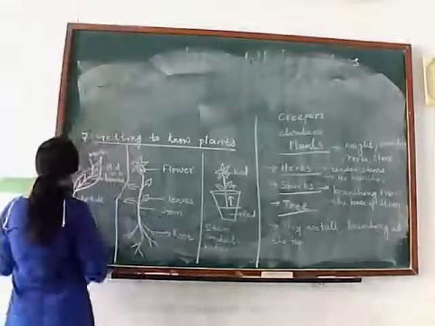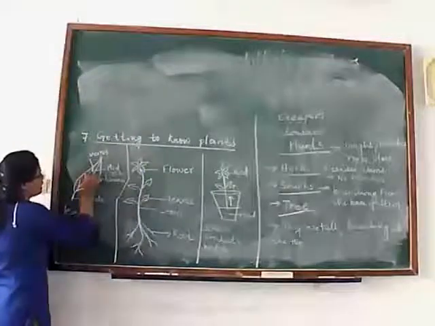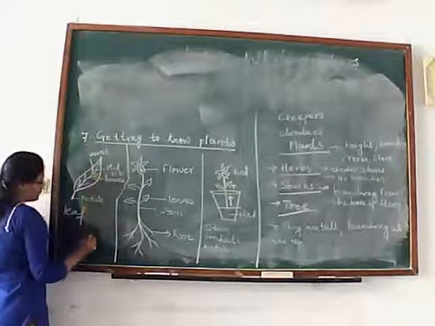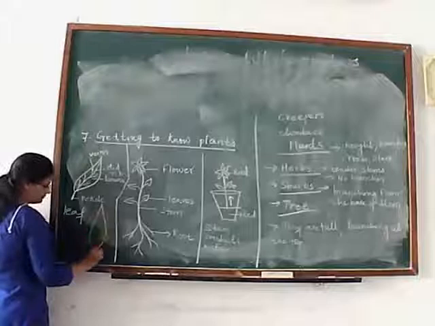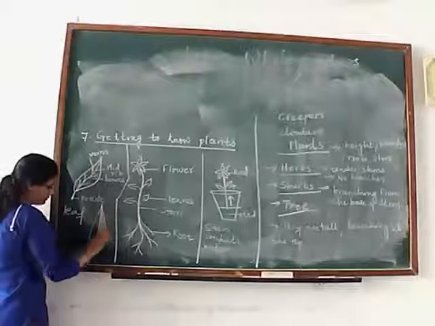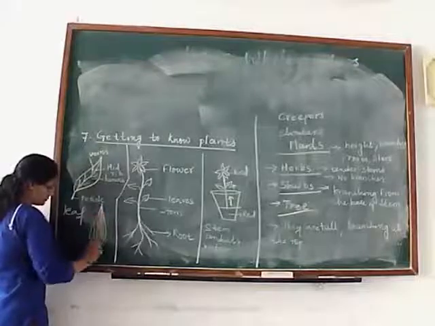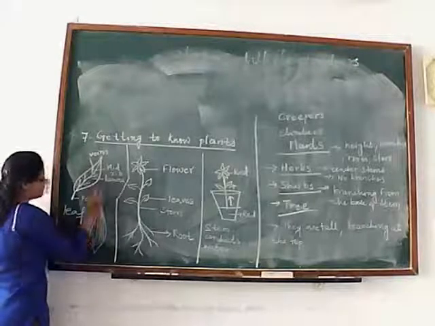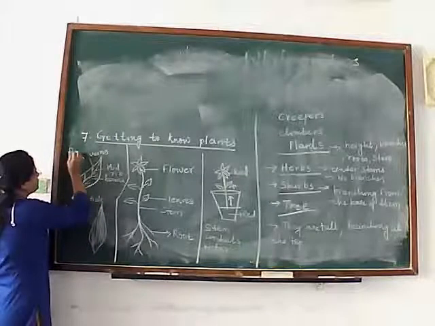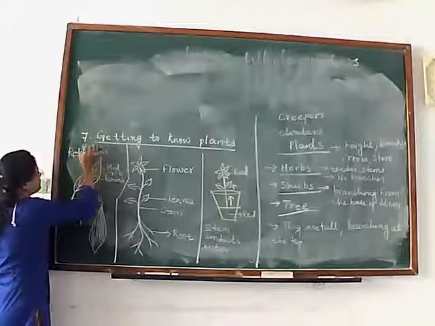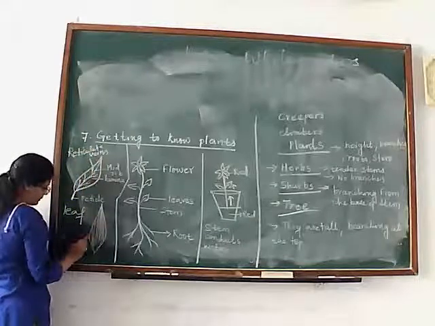Now this is reticulate venation, like this network diagram. This is reticulate venation, and this one. This is reticulate venation. This is parallel venation.